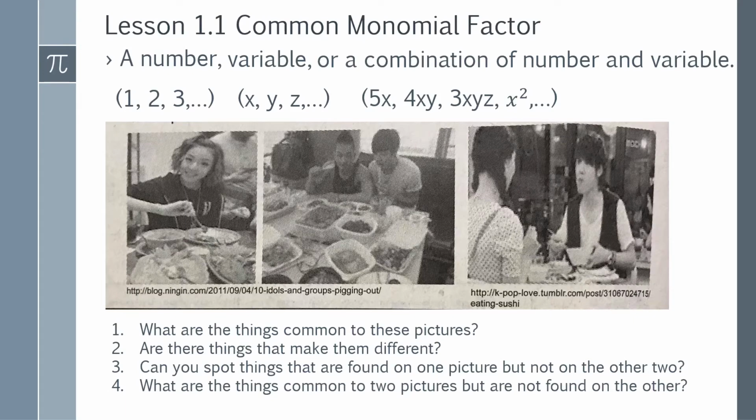Number 4. What are the things common to 2 pictures but are not found on the other? So, sa number 3, sa unang picture, halos meron lahat. Number 4, what are the things common to 2 pictures but are not found on the other? Sa dalawang picture, may dalawang tao. May tig dalawang tao. Pero, sa other picture, iisa lang ang tao na kumakain. So, yun yung pagkakaiba nila.